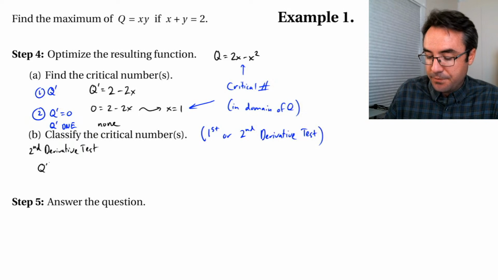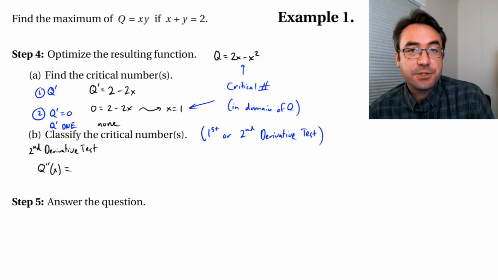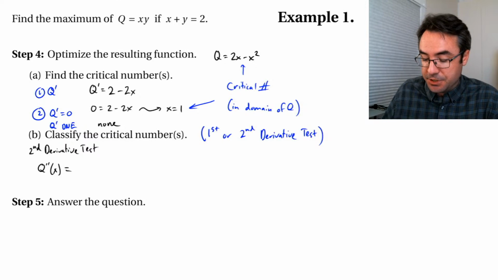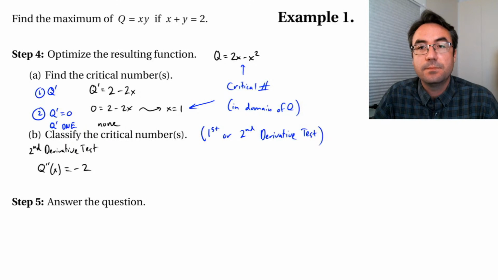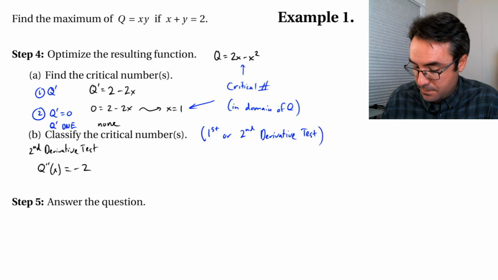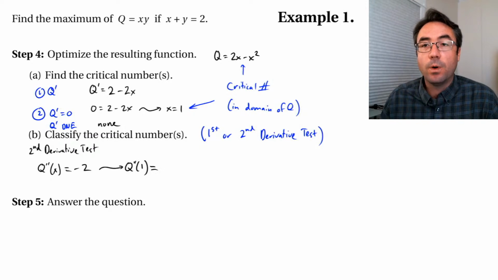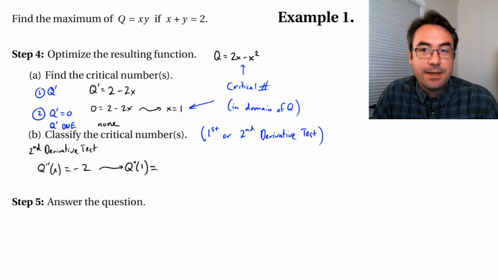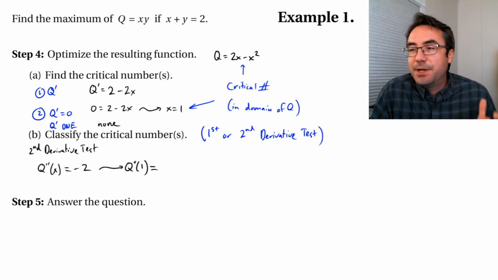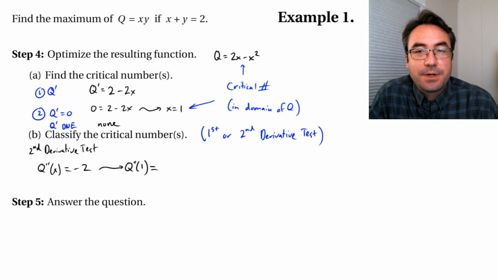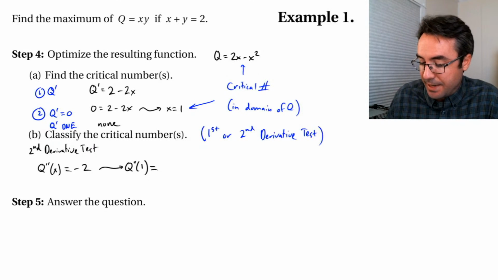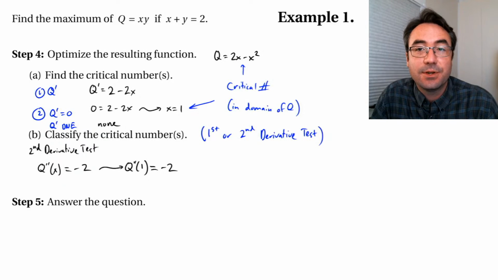So we calculate our second derivative. Our first derivative was 2 minus 2x, so the derivative of that is just negative 2. Then we take our critical number and plug it into that second derivative. We take 1 and plug it in. There's really no evaluation work to do. It's just a constant function, so we end up with negative 2 still.